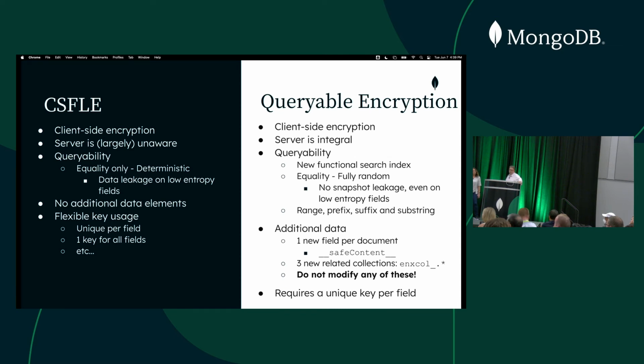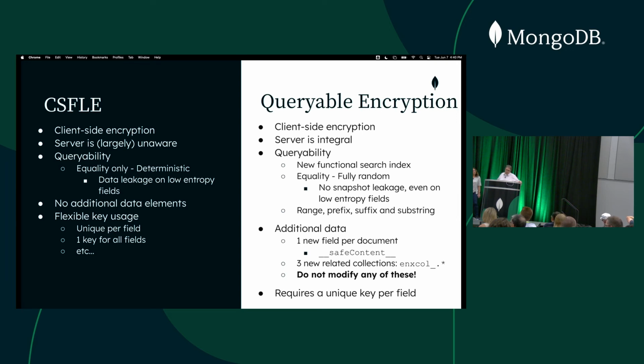A couple other comparisons. With CSFLE, 99.9% of the logic was client-side. The server was basically unaware of what was going on, and you could do equality matches. We didn't really introduce any additional data elements. If you had a field called SSN, that's what you got. If you wanted to search it, it was deterministic encryption. If you wanted to use randomized encryption, you could do that, but you'd have to query by reference with some other field, or, as Cynthia mentioned in the earlier part of the talk, you'd have to bring all those documents back client side, which can be prohibitive.